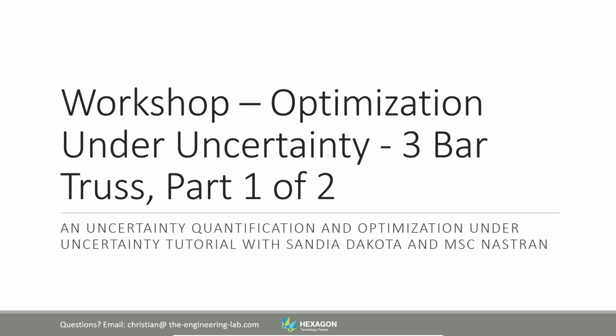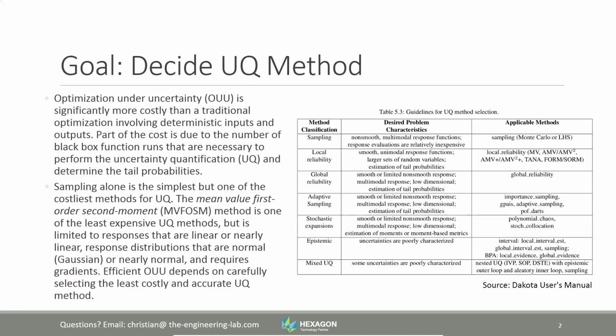In this video, we are going to go over an optimization under uncertainty for a very simple 3-bar truss. This is part 1 of 2. In this part, we want to prepare for a subsequent optimization under uncertainty that comes in part 2.